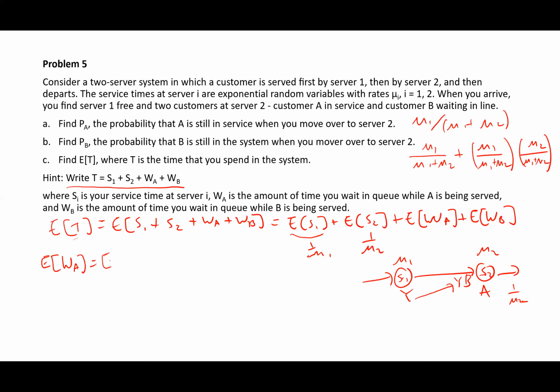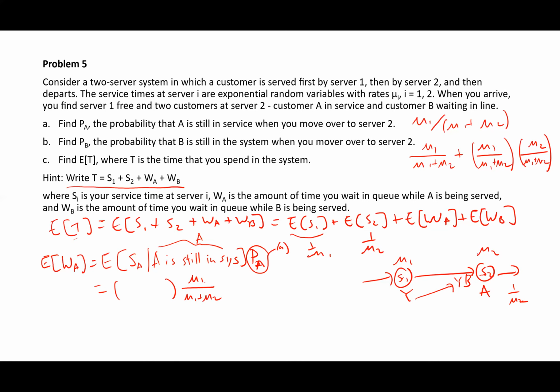So I can rewrite this as the expected value of the service time of A, given that A is still in the system, and the probability of this portion happening, I'll call this A, and that's PA. This is not by coincidence, this is by design. We got this from part A. We already have that from part A, so this is going to be something times what we got in part A, which is mu1 over mu1 plus mu2.